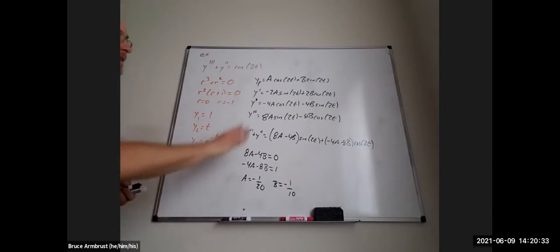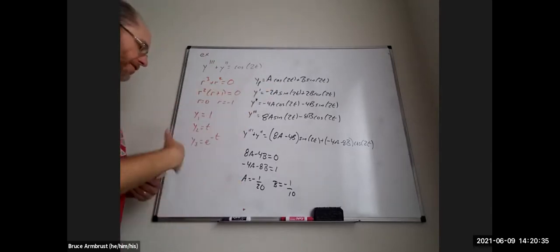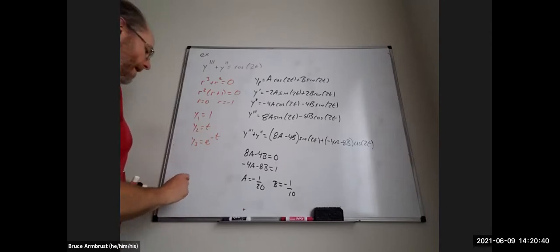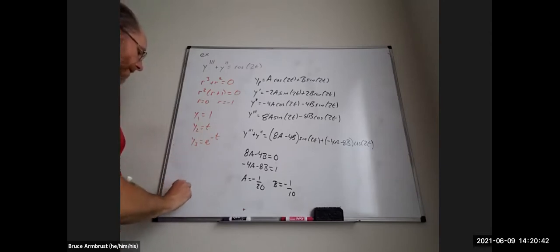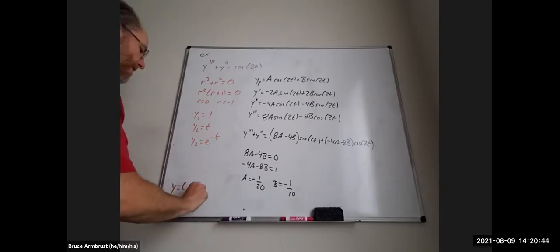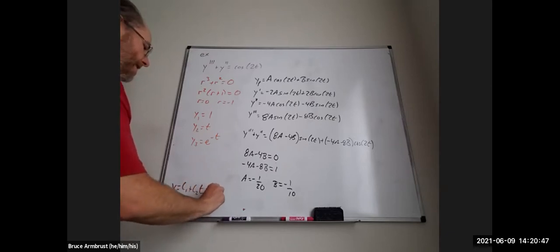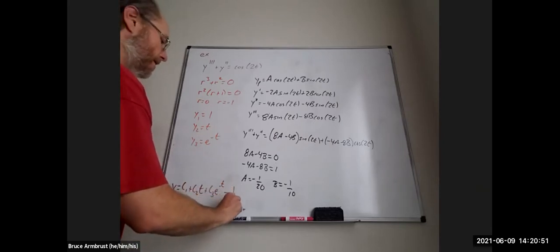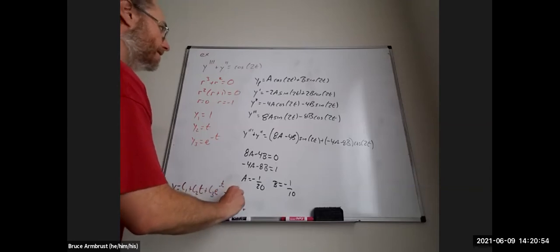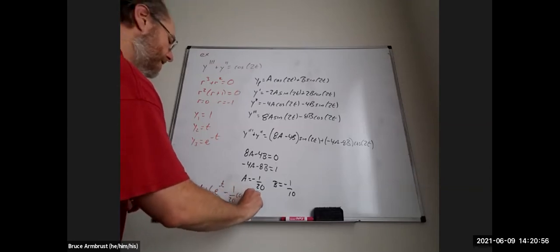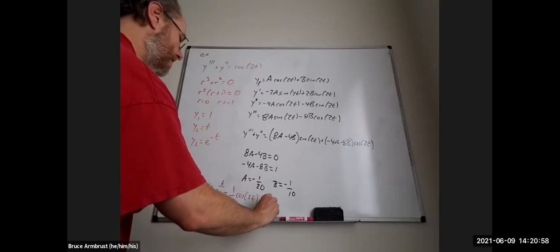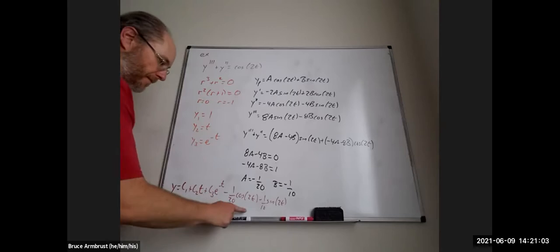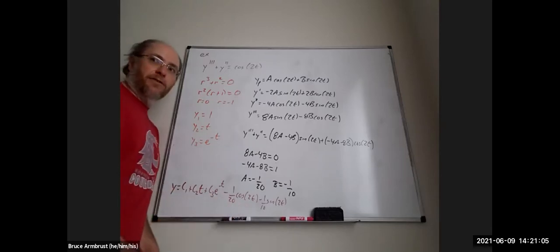All right, so that's then going to give us what our particular solution looks like. If I put that all together, we get that y equals C1 plus C2t plus C3 e to the minus t minus 1/20th cosine of 2t minus 1/10 sine of 2t. And so there's our solution.